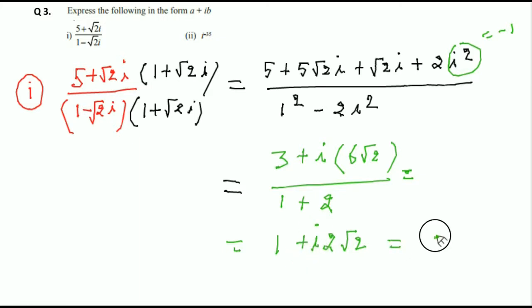Now here you can write a plus iota into b. If you compare, a equals 1 and b equals 2 root 2. So in this type of question, always multiply with the conjugate in the denominator, and then you can get the answer.